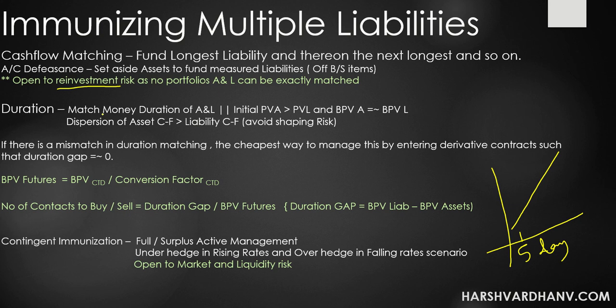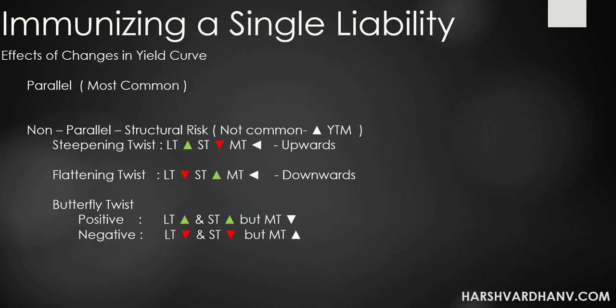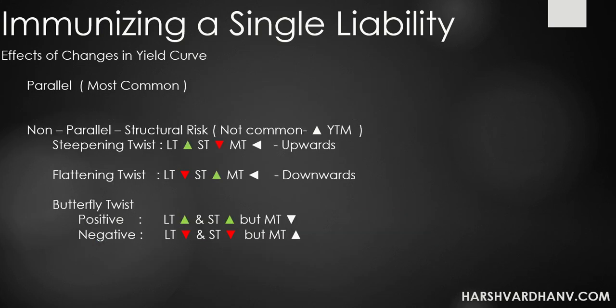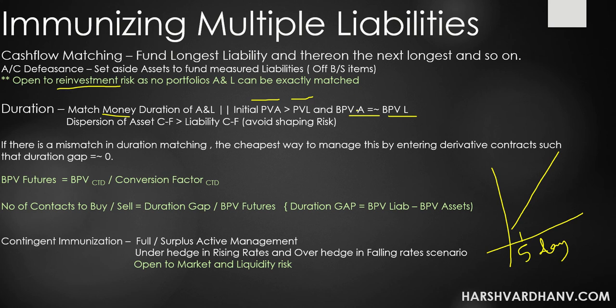For duration, we have discussed that we match the money duration. PV of assets should be greater than PV of liabilities, and BPV of assets is greater than BPV of liabilities. So what is BPV? We discussed in the previous slide that BPV is nothing but PV01, duration into 1 basis point into portfolio value. Match the duration of the assets and liabilities. The duration gap is 0.